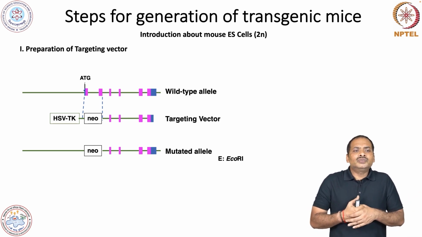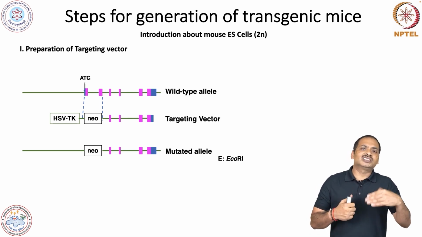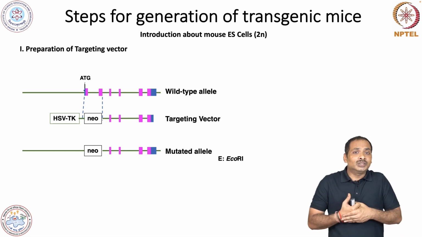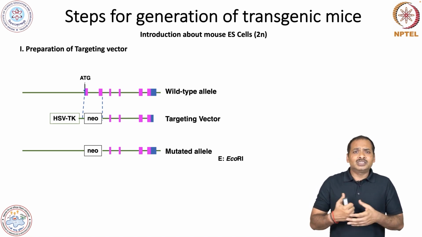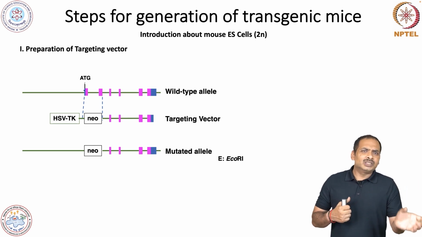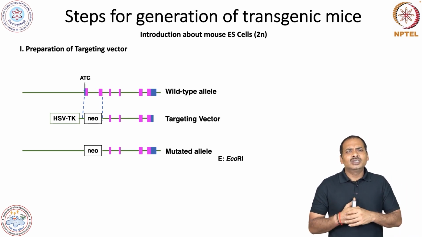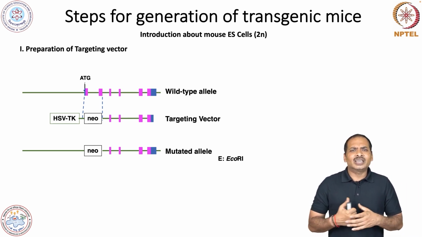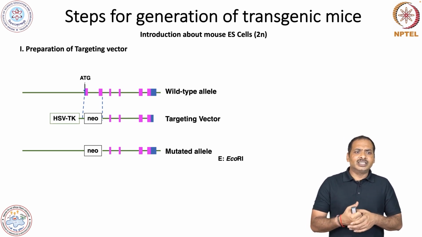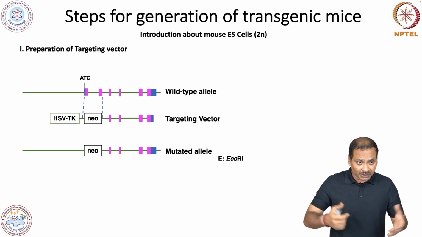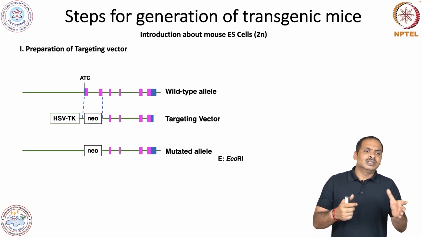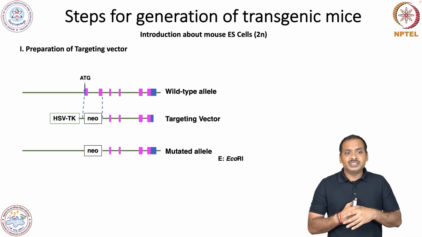So, what we do is we basically try to disrupt this gene, and how can you do the disruption? It's very simple. Either you disrupt the UTR, or you disrupt the UTR as well as the first exon, then you can make this gene inactivated. Just below that there is a targeting vector, and this targeting vector has two major components, HSV-TK and NEO.